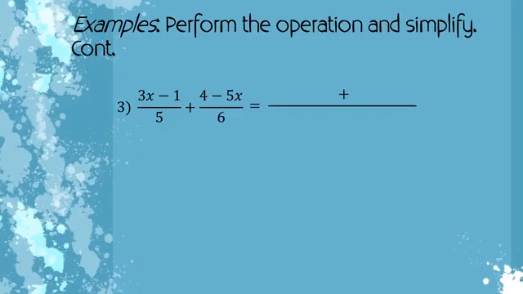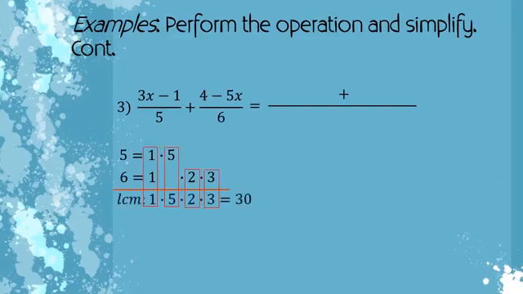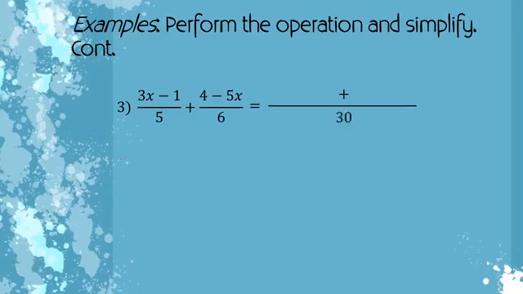Okay, so first we have the prime factorization of 5. That is equal to 1 times 5, and also the prime factorization of 6 is equal to 1 times 2 times 3. And then after that, the LCM now is equal to 1 times 5 times 2 times 3, that is equal to 30. So now we have the LCM that is 30. In getting the LCM, I did it step by step so it is convenient for everyone.